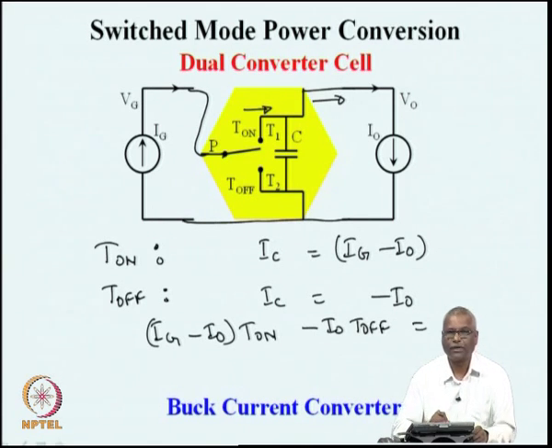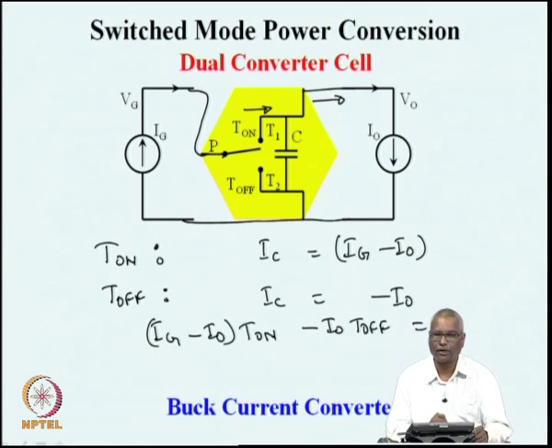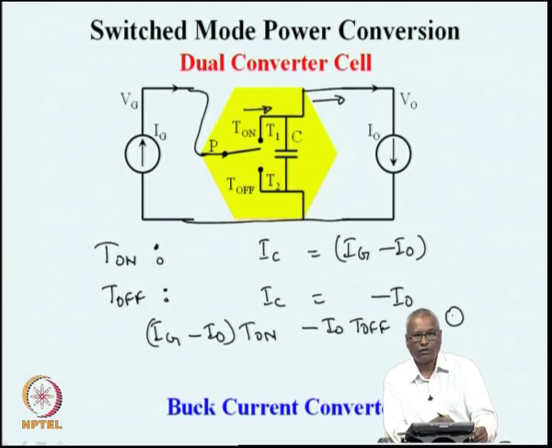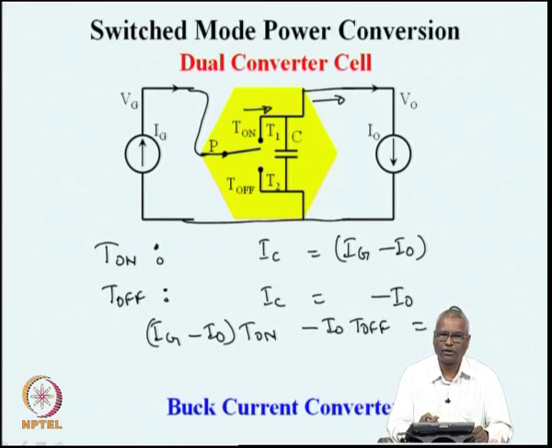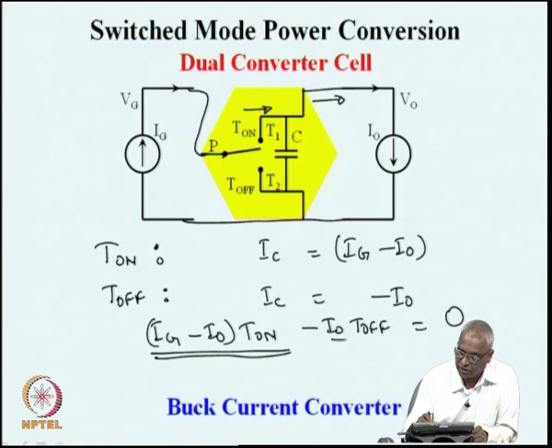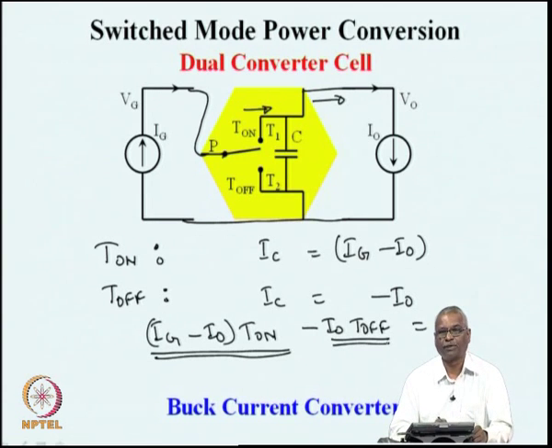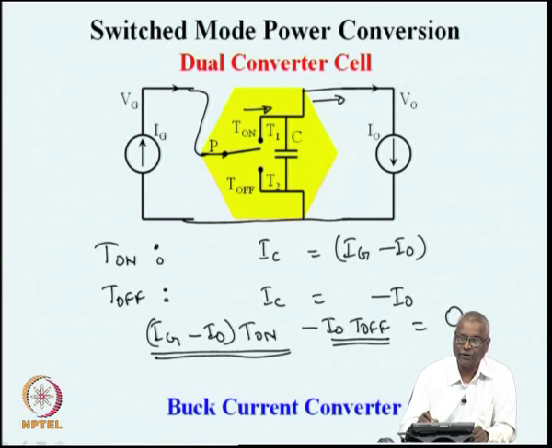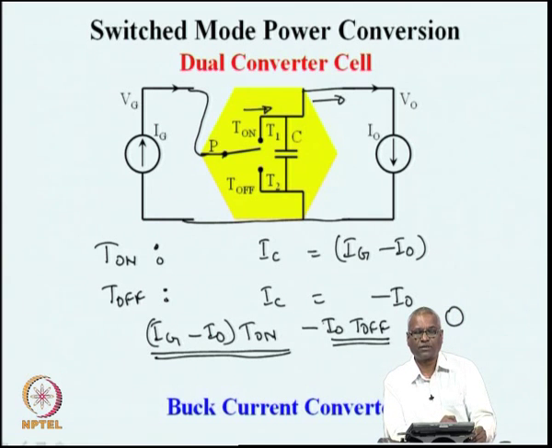So, under steady state, the net charge over one cycle in a capacitor has to be 0. This is similar to volt second in an inductor, because the net volt second applied to an inductor over one cycle represents the flux change, and under steady state flux change from cycle to cycle is 0. In the same way, the charge that is supplied to the capacitor during the on time and the charge that is depleted from the capacitor during the off time, they have to be equal to each other if under steady state the capacitor does not gain any voltage from cycle to cycle.